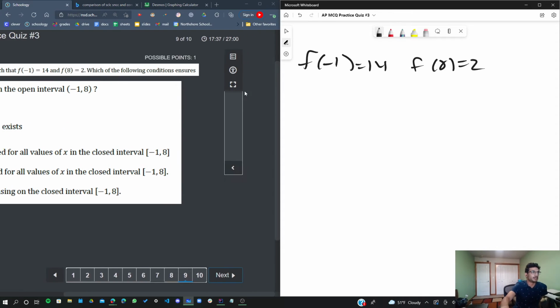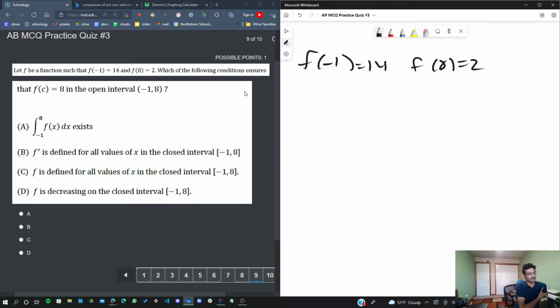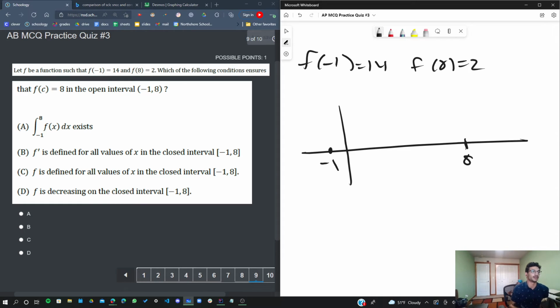I think this is mean value theorem. I don't know for sure. Okay, let's just think about it. Let's just say we have a number line. So this is -1 and this is 8. If you can break any one of these, it's false. So let's just say f of 1 is equal to 14. One dot right there, let's say a red dot right there.